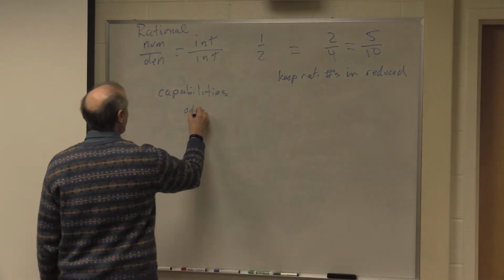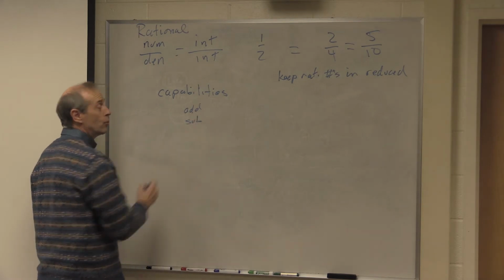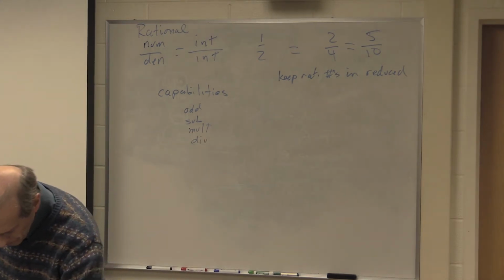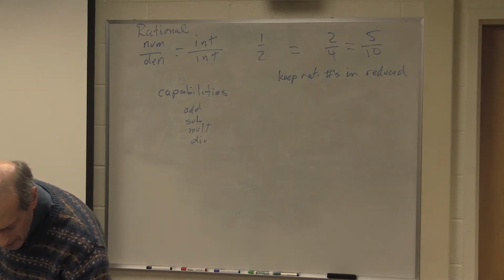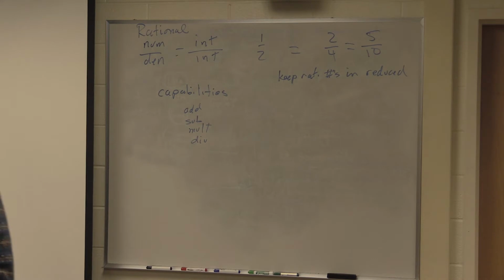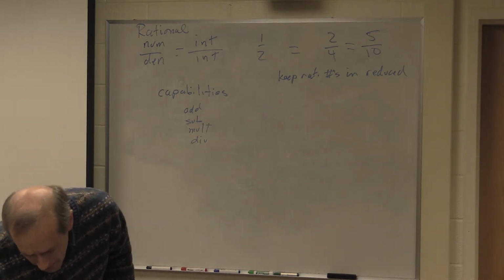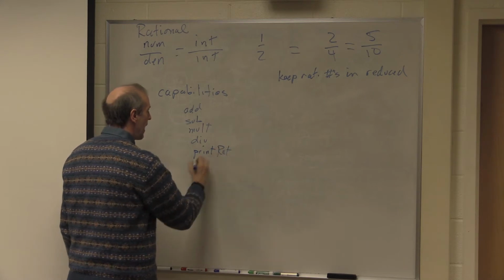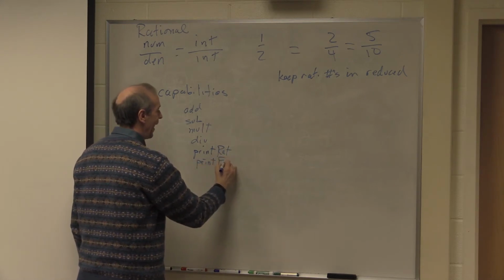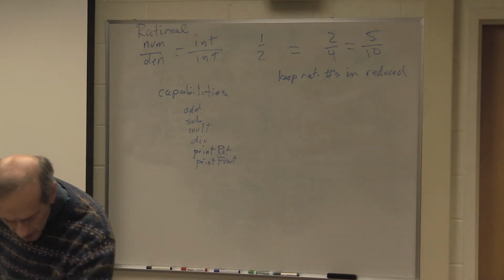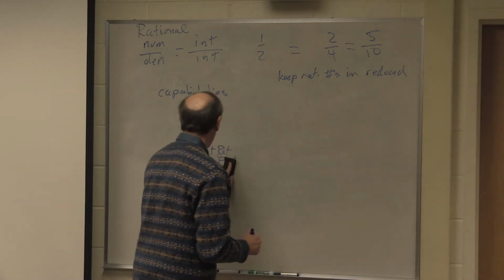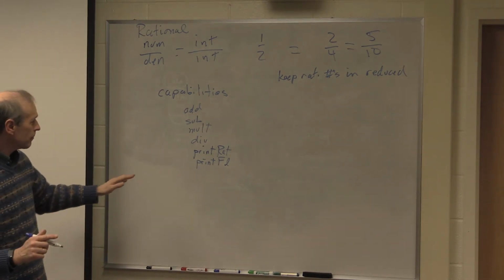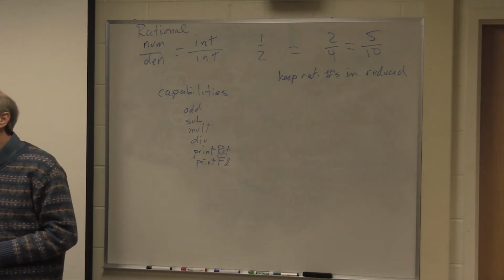All right. So the capabilities, we want to be able to add two rational numbers. We want to be able to subtract. We want to be able to multiply. We want to be able to divide. All right. And when we add and subtract and multiply and divide two rational numbers, the result needs to be in reduced form, and we would want to print rational, and we want to print fraction. Okay, I think in floating point, print float, and let me change that to print FL. Okay, so 6 methods: add, subtract, multiply, divide, and print in 2 different forms.